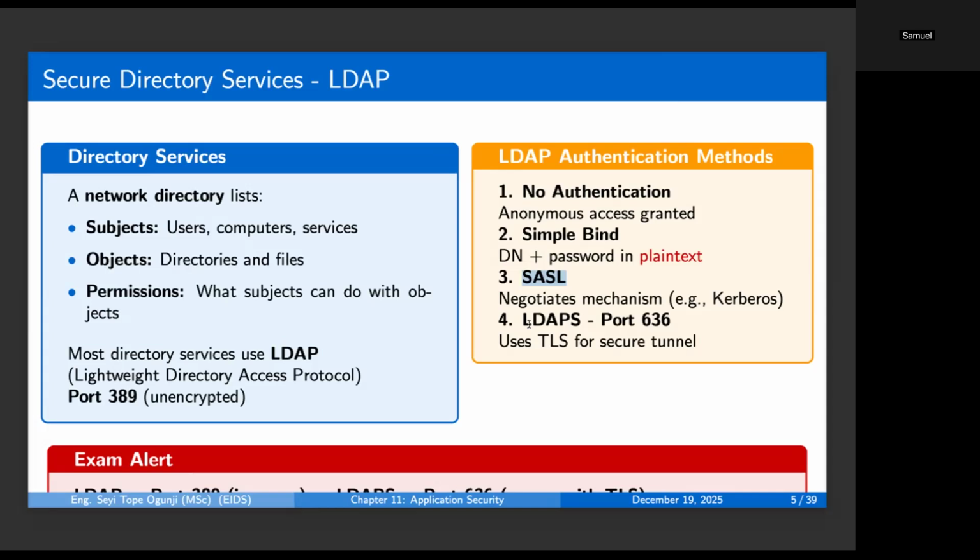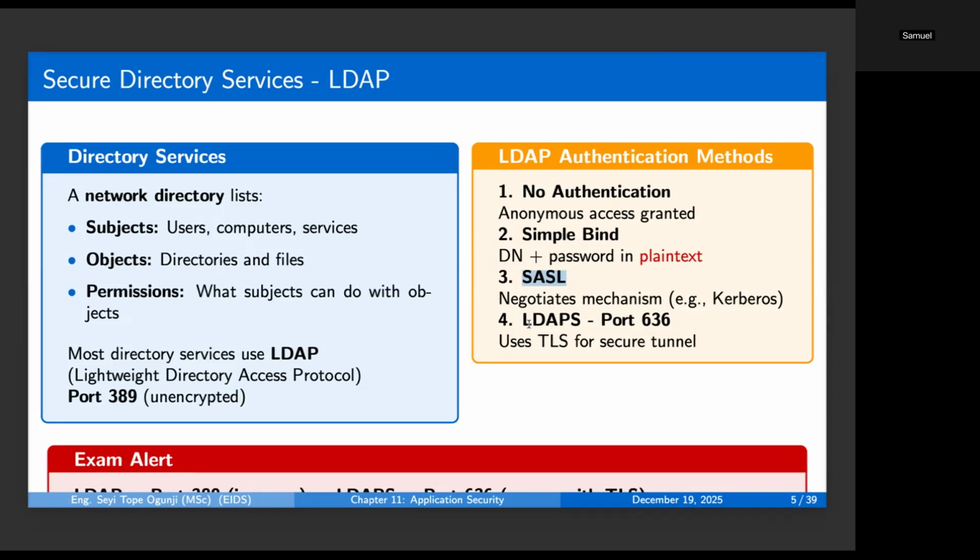Then LDAPS itself, when it's using port 636. So when you have LDAP and now you have LDAPS, you see there's an addition of S. That S is the security. So LDAP is what we've talked about earlier on, Lightweight Directory Access Protocol. When the S is added to it, we have LDAPS, and this one is on port 636. You will see LDAP is on port 389, but LDAPS is on port 636.